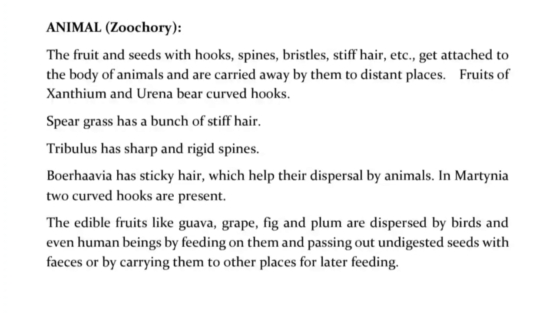The edible fruits like guava, grape, fig, and plum are dispersed by birds and even human beings by feeding on them and passing out undigested seeds with feces, or by carrying them to other places for later feeding.